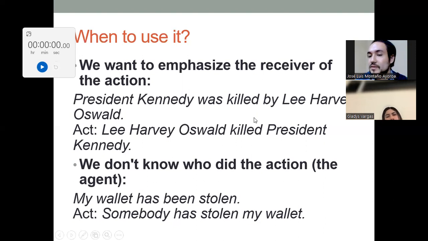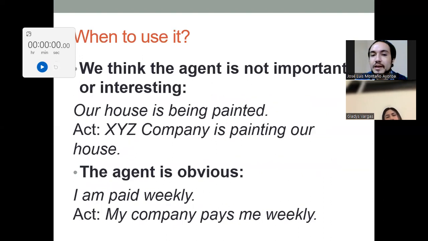My wallet has been stolen. You can say that, all right? And again, it's very, very common. Our house is being painted. It's common, not that much, but we use that a lot. Why? Because you don't say who's painting your house. Usually you don't say, hey, this company is painting my house. No, you say that your house is being painted.